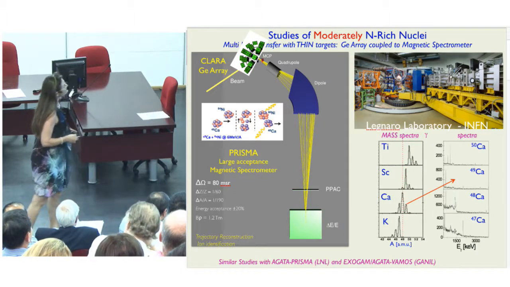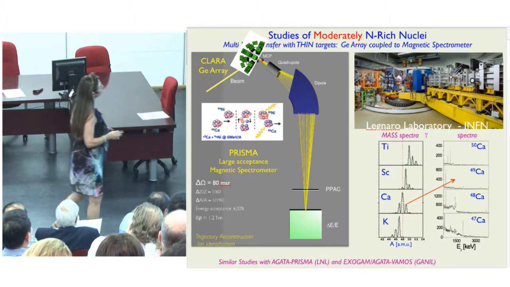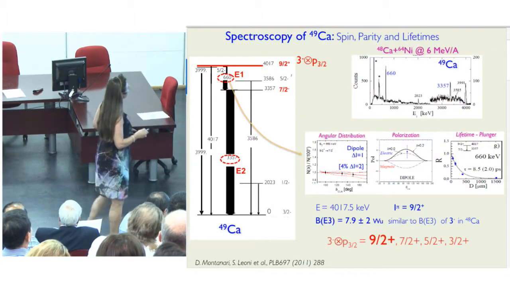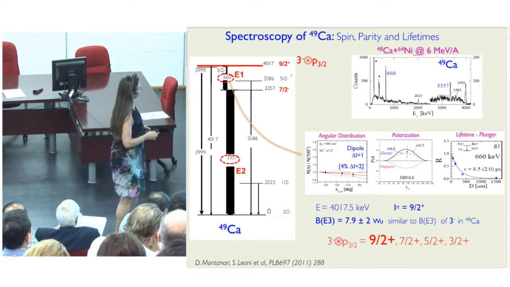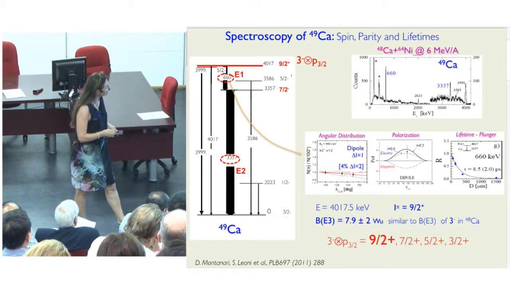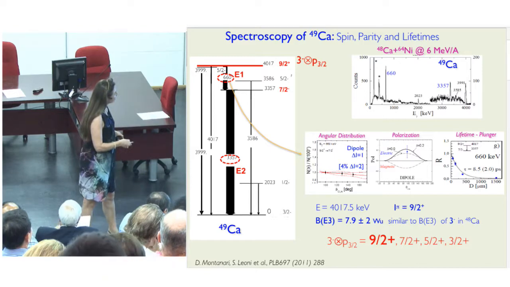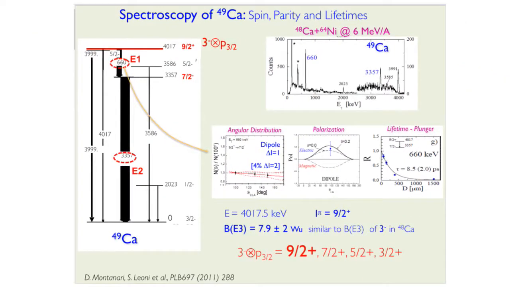So the result we had at that time for calcium-49: this is the clean spectrum measured in the germanium array, and this is the level scheme. We could firmly establish the spin and parity of some of the excited states by doing angular distribution and polarization measurements. And then later we also did a lifetime measurement by the differential plunger technique, which gave us confirmation that this state is not only a single-particle state, as we saw from the previous measurement, but has a collectivity which is very similar to that of the 3- phonon in calcium-48, which means that this state is really a particle-phonon state.